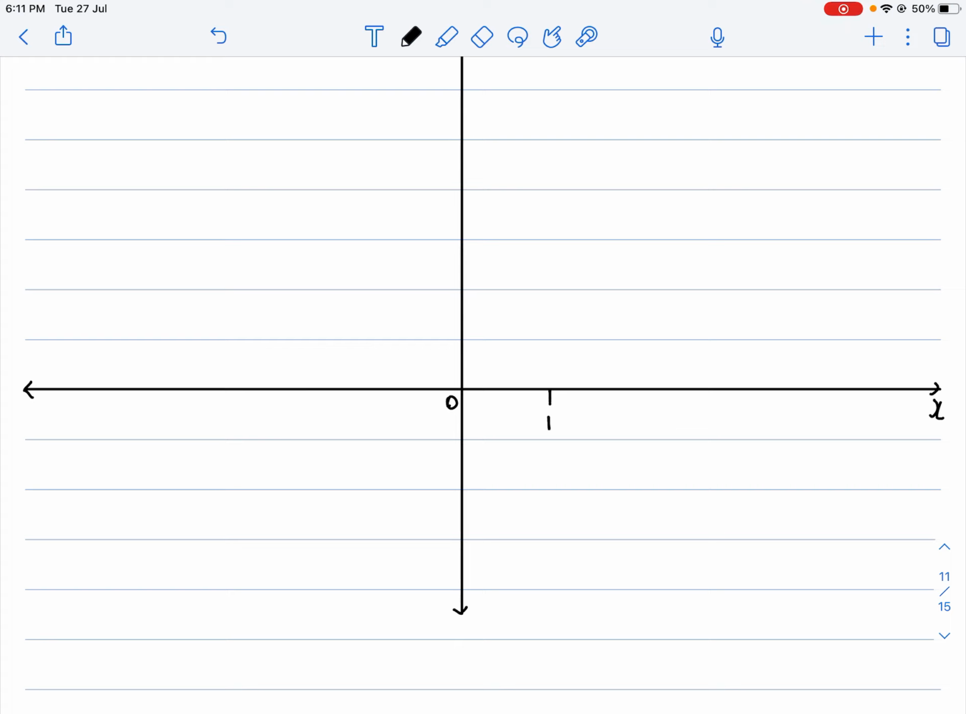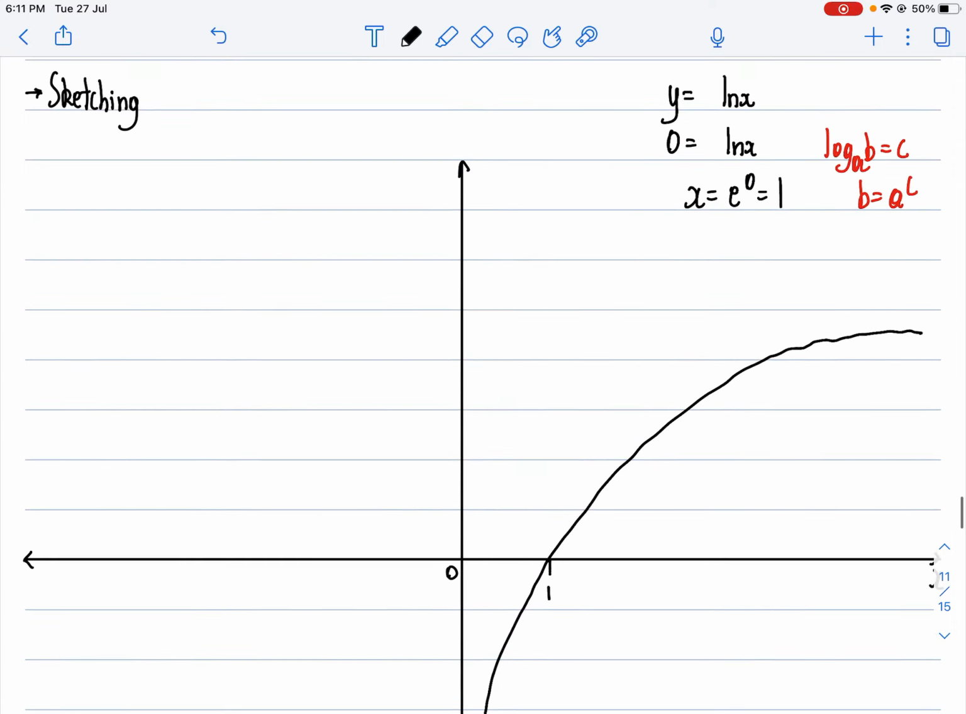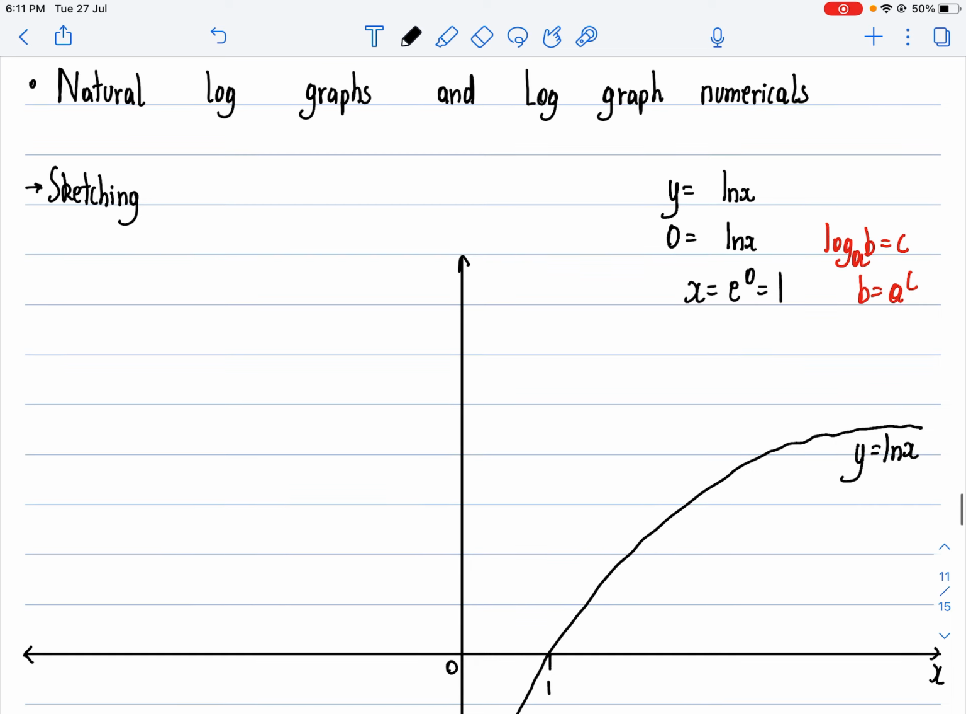Now you need to understand how this is drawn. This should not touch the y-axis, so it should basically be something like this. You can draw it like this, and you can name this y equals ln x. This is how you can graph this.